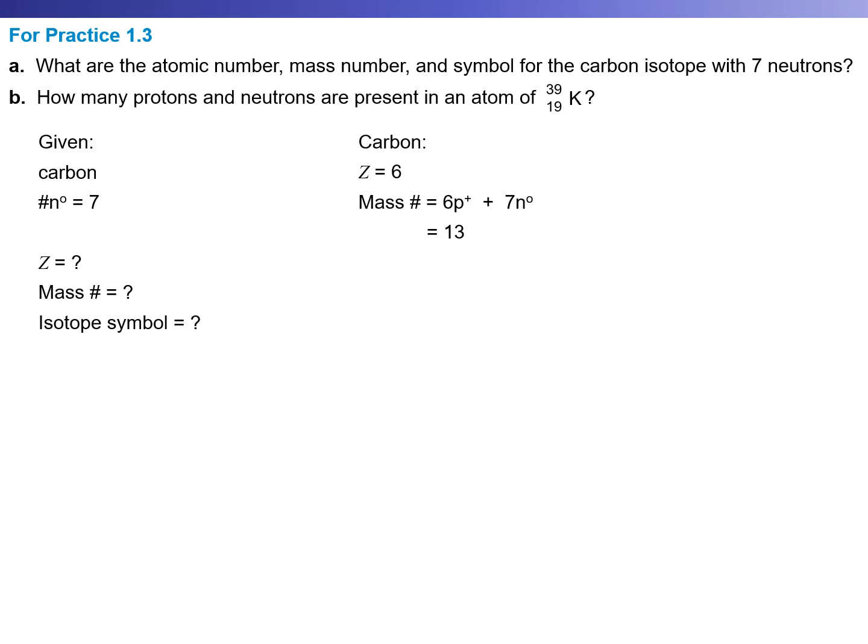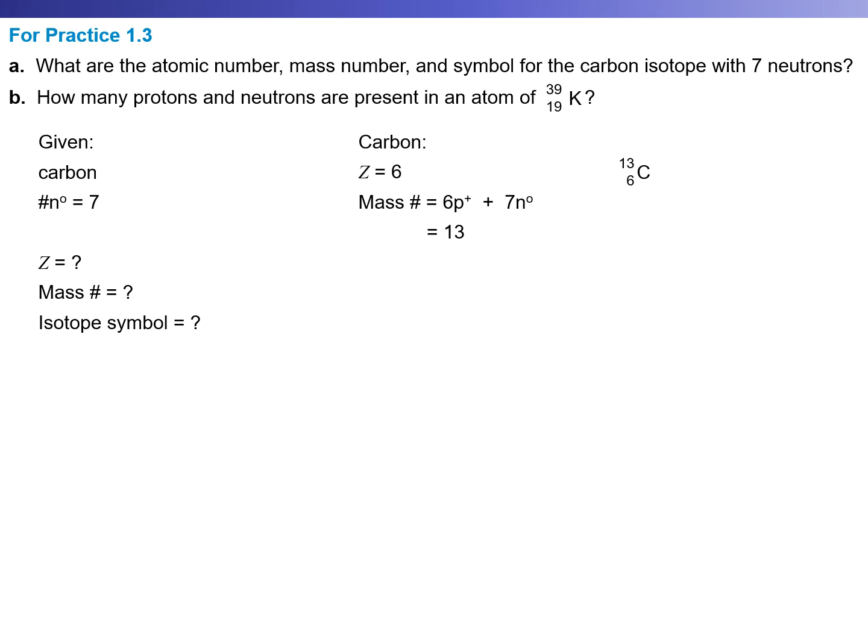Now the last thing that we're being asked to come up with is the isotope symbol for carbon that has a mass number of 13. The way that we do that is we take the chemical symbol for carbon, which is the capital letter C, and in the superscript on the left, we're going to write the mass number. So we're going to put 13 right there. And in the subscript on the left, we're going to put the atomic number, the number of protons, right there. And with that, we have completed A for this problem.